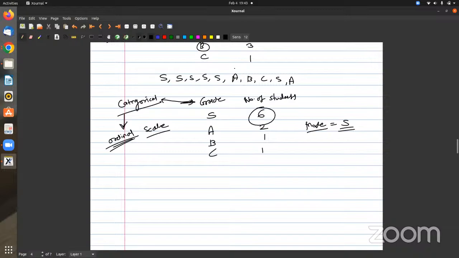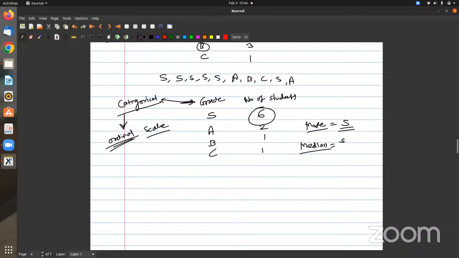One more thing: what will my median be? It would again be S, I think. For median, what do you have to do? Arrange the data in ascending or descending order. When I arrange it, I'll have S again as median. If you want, I'll show you. Which order do you want to arrange in? Let's say we'll arrange in descending order.